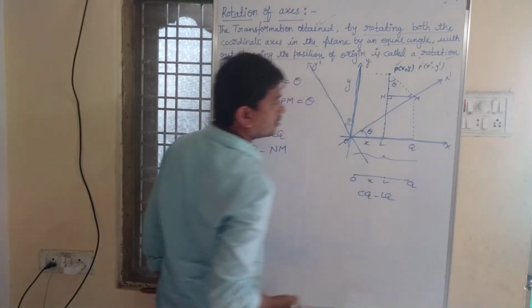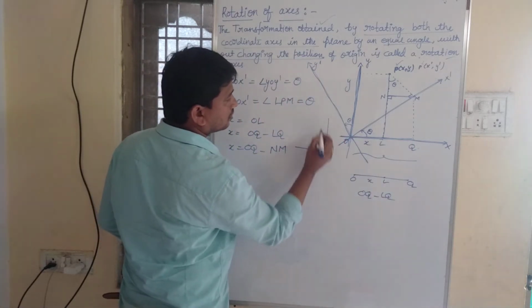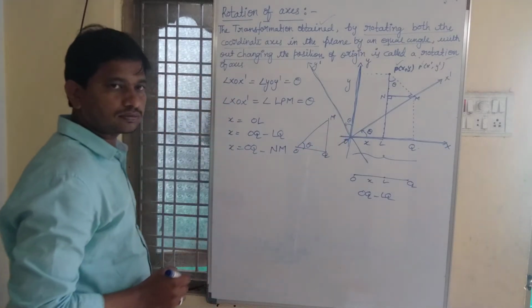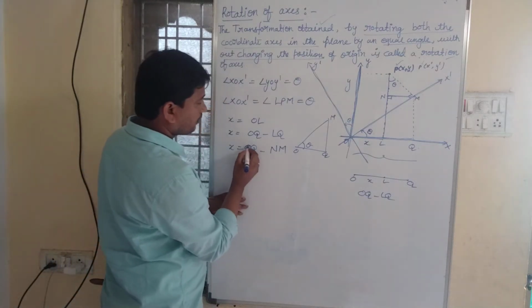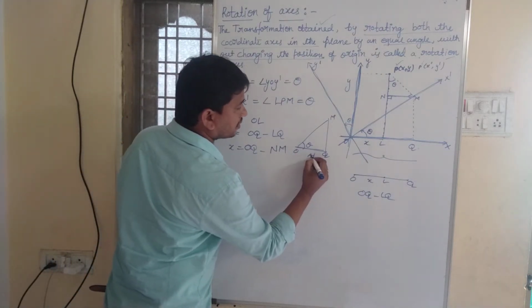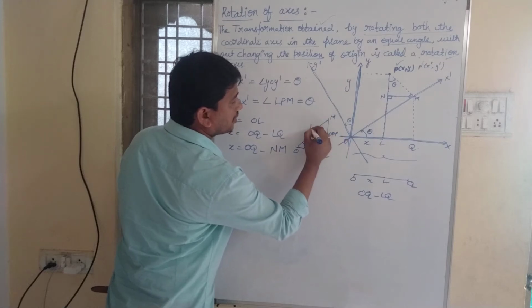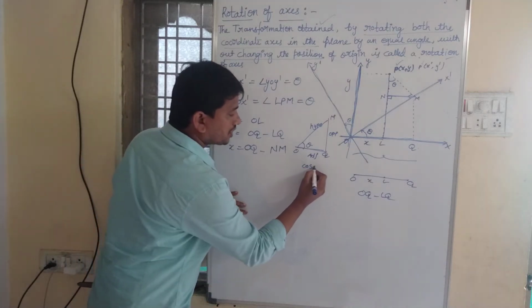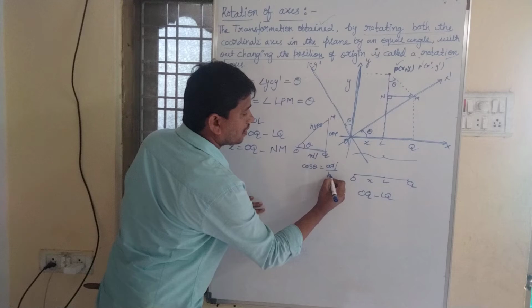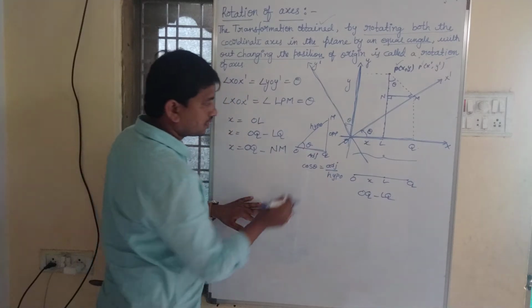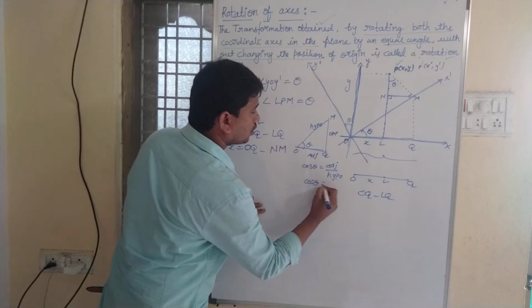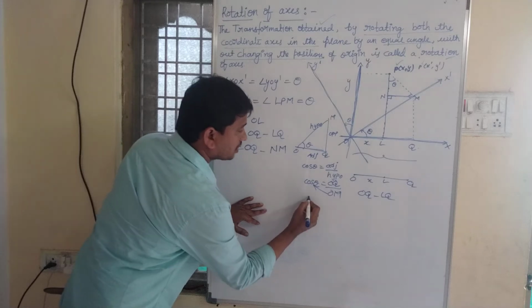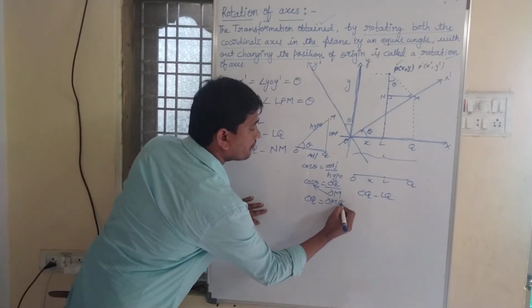If you consider triangle OQM, the angle is here. We want OQ. This is our adjacent side, this is our opposite side, and this is our hypotenuse. As we know, what is the cos ratio? Cos is nothing but adjacent by hypotenuse. So adjacent is OQ and hypotenuse is OM. So by cross multiplication, OQ is equal to OM cos theta.